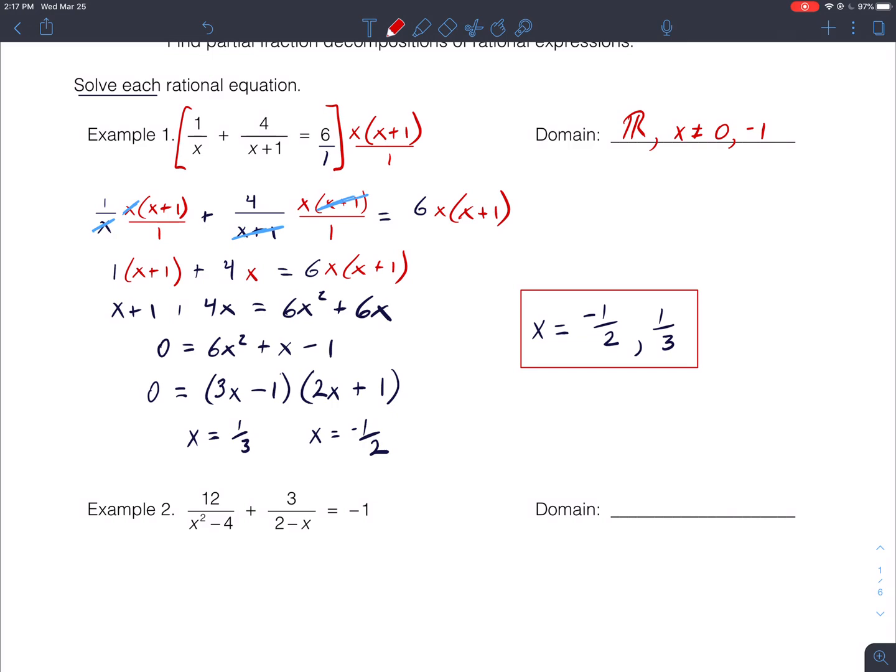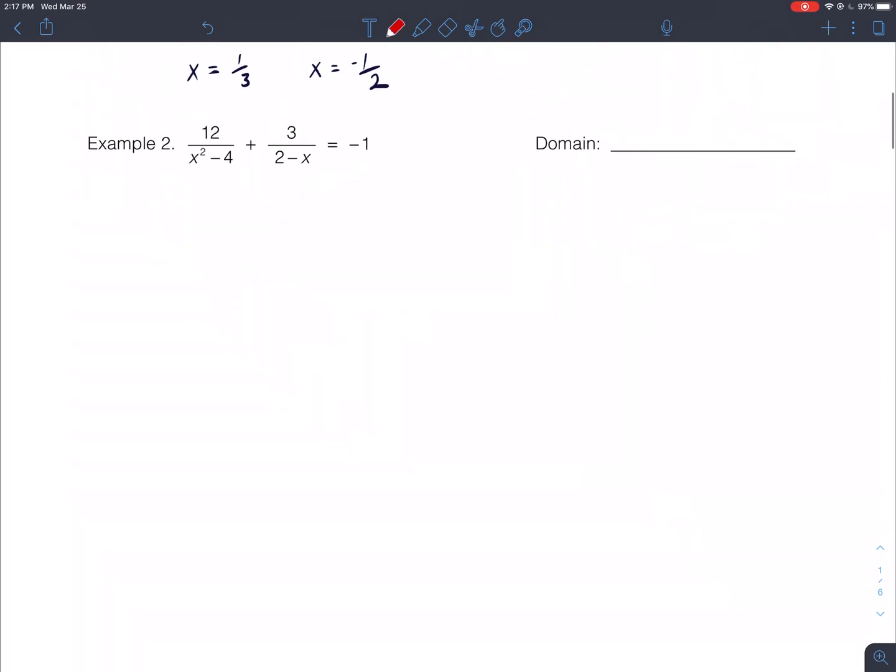Now that's not exactly the formal way to write this. If I was writing it formally, I would do it in interval notation. So that's negative infinity to negative 1, negative 1 to 0, and 0 to infinity. That would be the correct way to write that domain. And we verify neither of the values we found, negative 1/2 or positive 1/3, are excluded. And so these two answers are both good. We'll leave them.